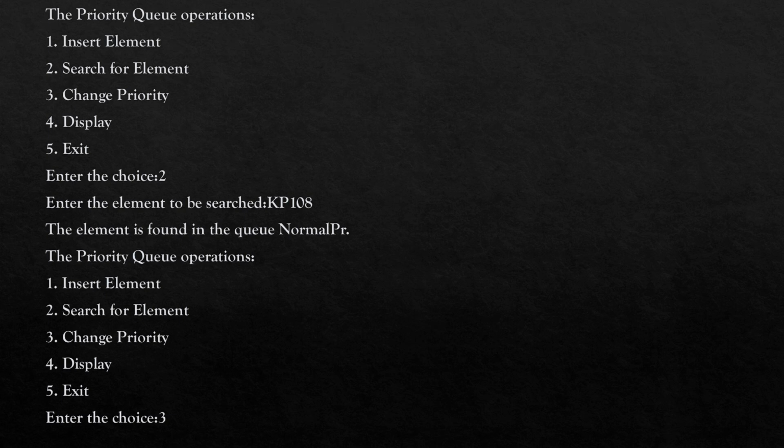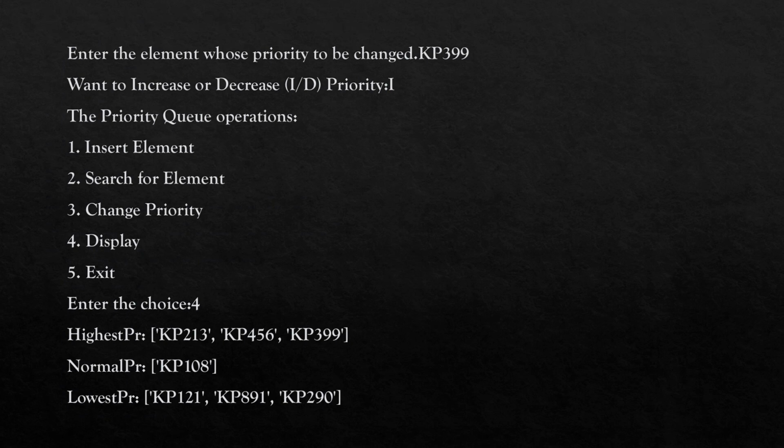Now the next operation that I want to do is the change priority. So I have entered the choice as 3. So it is asking for the element whose priority has to be changed. So I have entered one element and it's asking whether we want to increase or decrease the priority, and I have entered the choice I, that means I have to increase the priority. So obviously its priority is increased, means it will move to the next higher queue. Now to see the position of this element, we can use the fourth choice, that is display. Then you can see like this. Now the queues are looking like this.